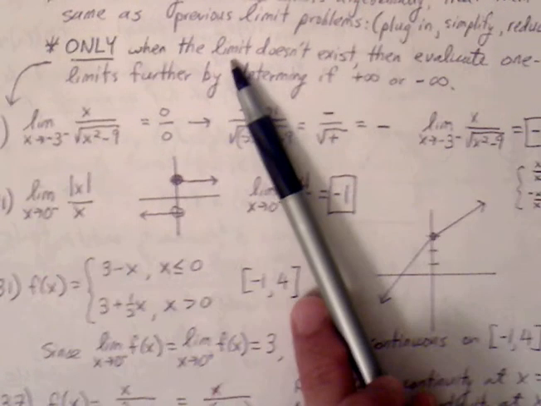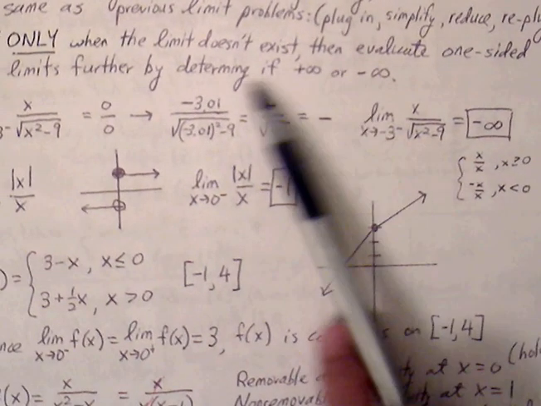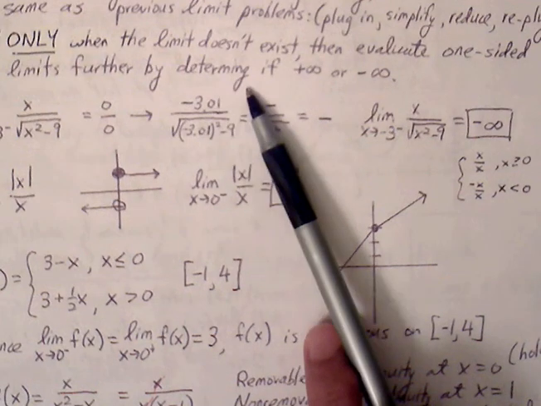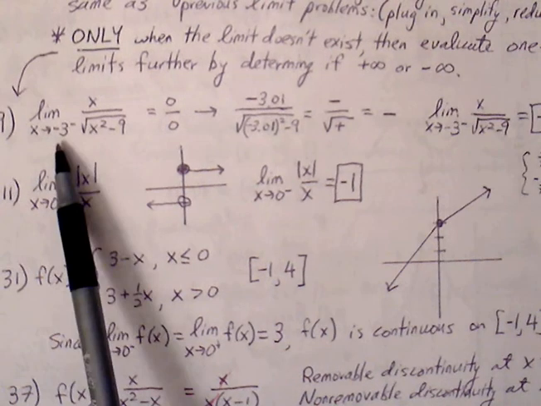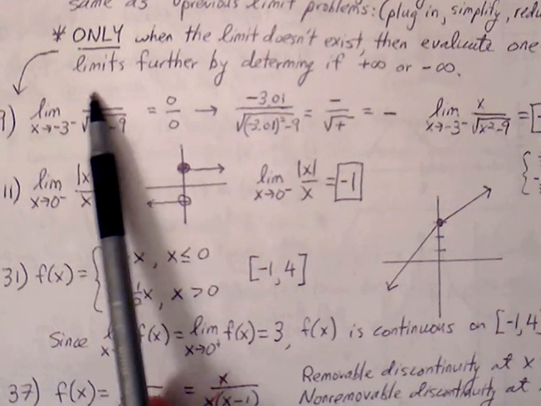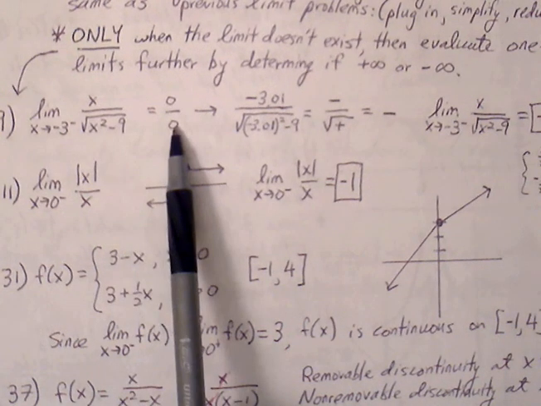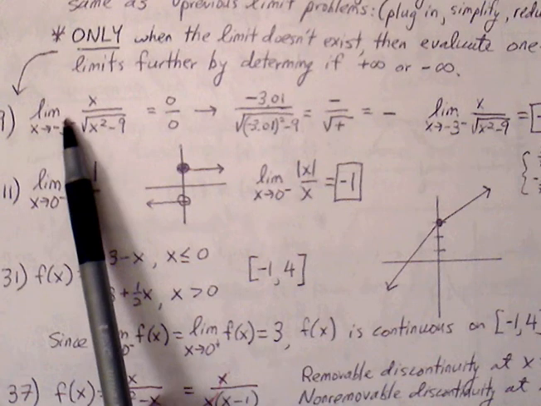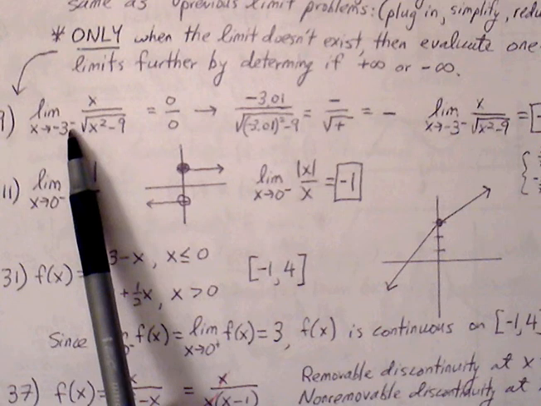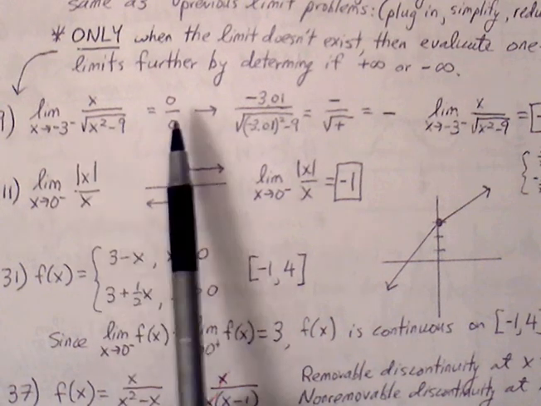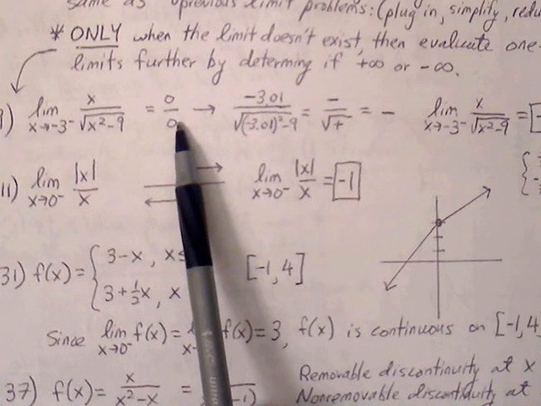Now, when the limit does not exist, then we have to evaluate the one-sided limits a little further and determine whether it's going to be positive or negative infinity. So in this case, limit as x approaches negative 3. First thing we do is we can just plug in our x value. We're going to get 0 over 0. So that indicates we have to further figure out what type of solution we're going to get.